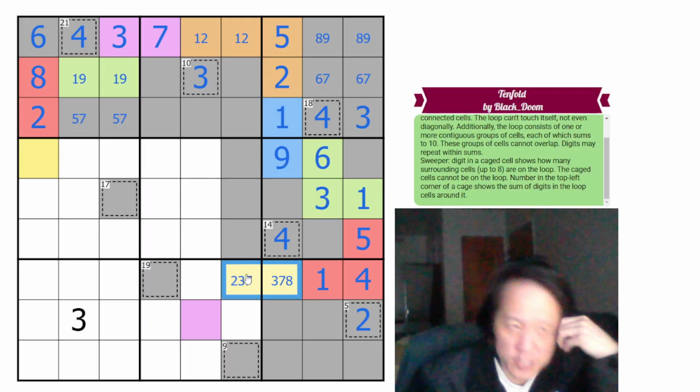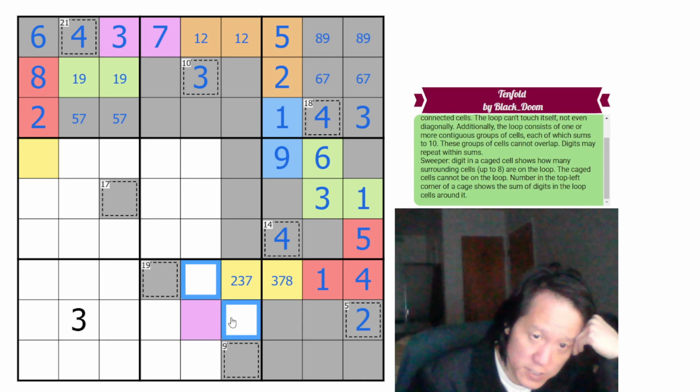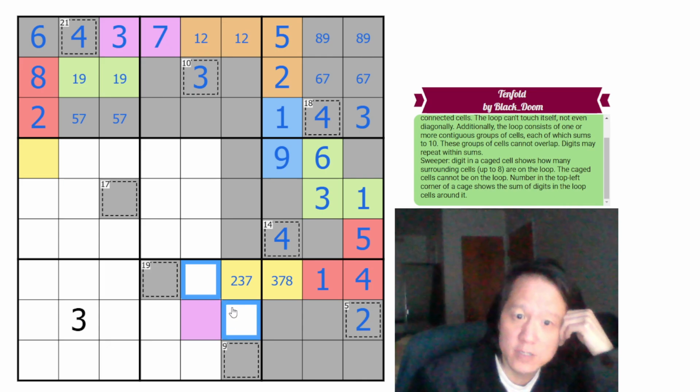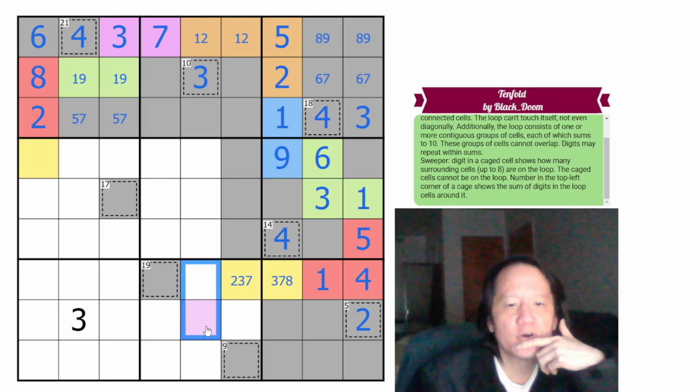This has to add up to 10. So whatever one is here has to add up with, has to be part of this pink set.